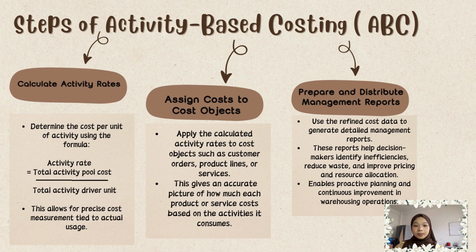This gives us the precise cost of a unit of activity. To assign the cost to a cost object, we can apply this rate to cost objects like a customer order or product line. By doing so, we can understand how much each product or service actually costs based on the activities it consumes. This reveals which offerings are truly profitable and which might be costing more than they bring in.